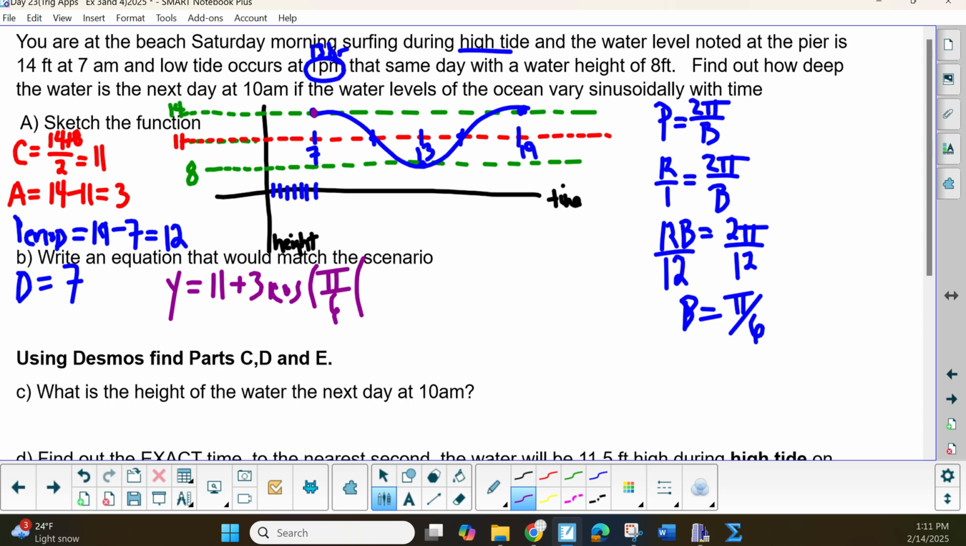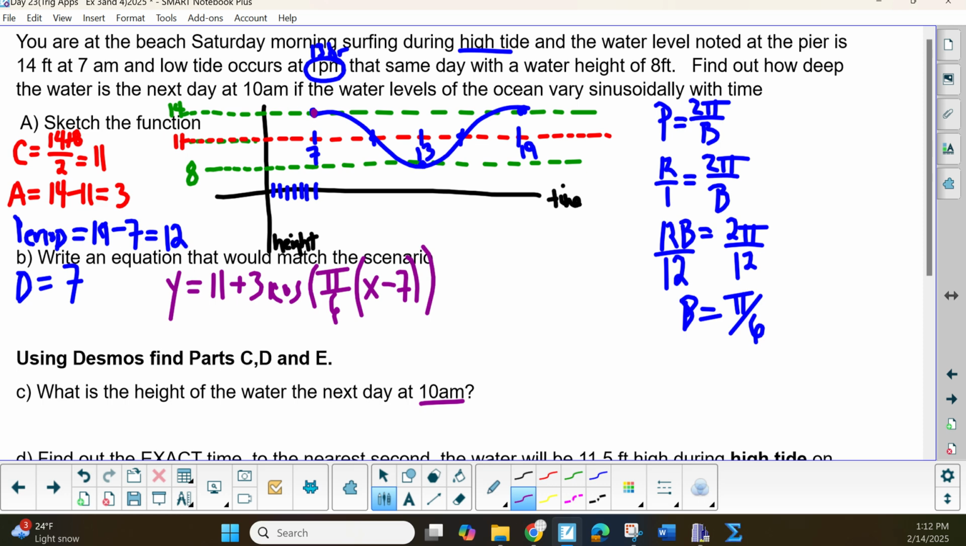Okay, and then I have x minus 7. All right, we want to find out what the water height will be on the next day at 10 a.m. So when we find this out, at 10 a.m. we're going to be 10 hours into the next day.